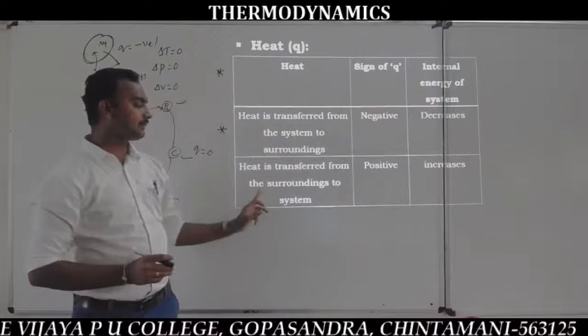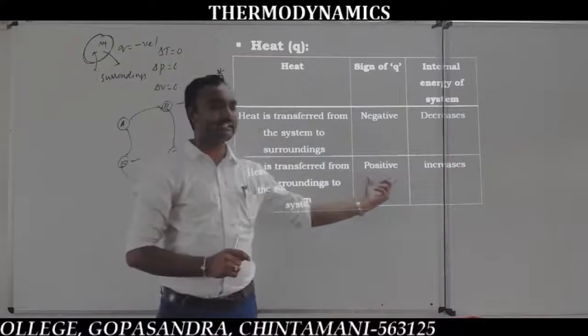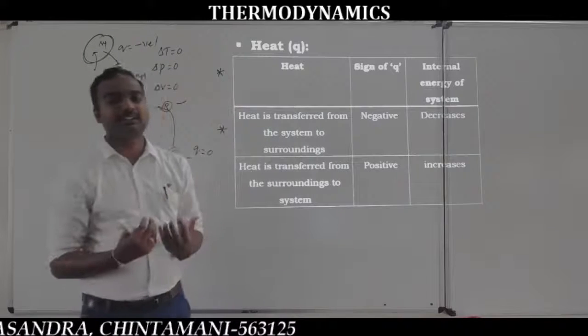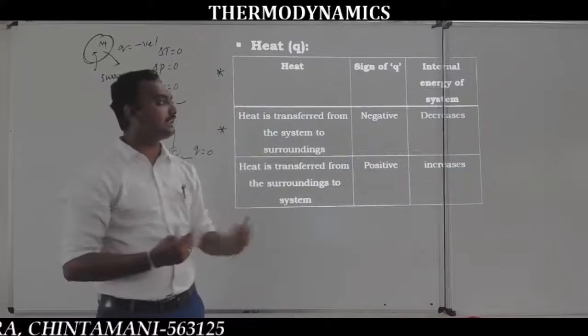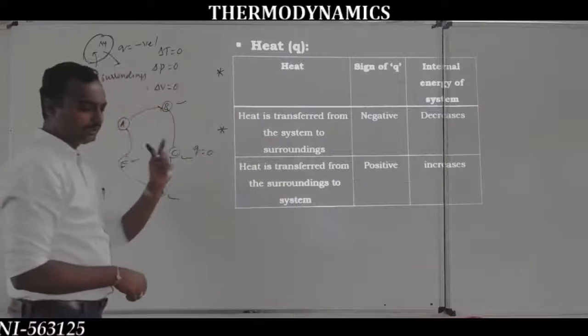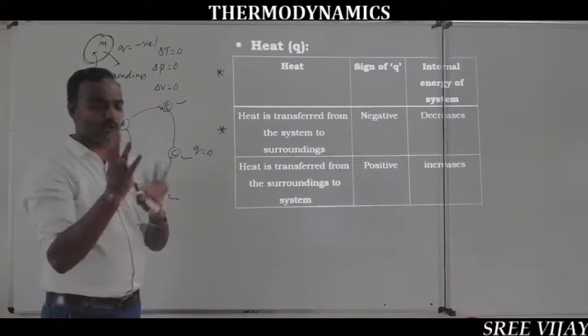And heat is transferred from surroundings to system. So what happens? The sign of Q is positive. If the system gets energy in the form of heat, then definitely the internal energy of the system increases. That is about heat, one of the forms of energy that can be transferred between system and surroundings.